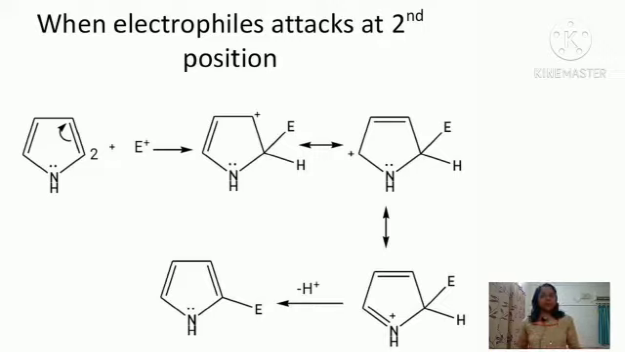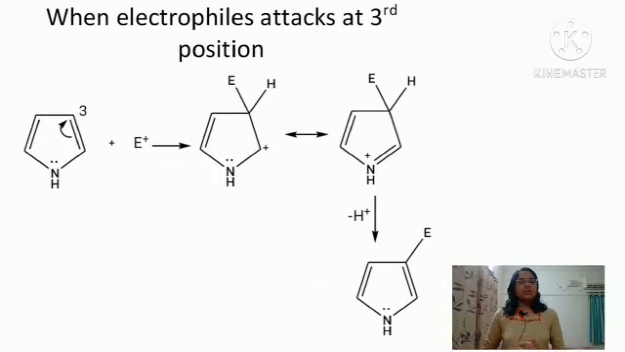So ultimately the hydrogen atom, that is the proton, will be released and the electrophile will be attached at the alpha position. But when an electrophile attacks the pyrrole at the beta position, that is the third position, the positive charge is formed at the second position, the alpha position, and this circulates and we get only one more resonating structure from that compound.